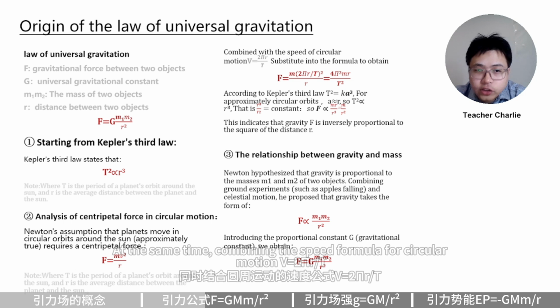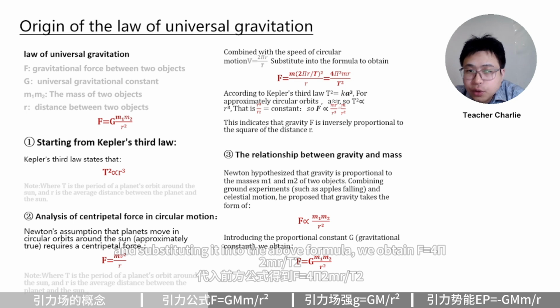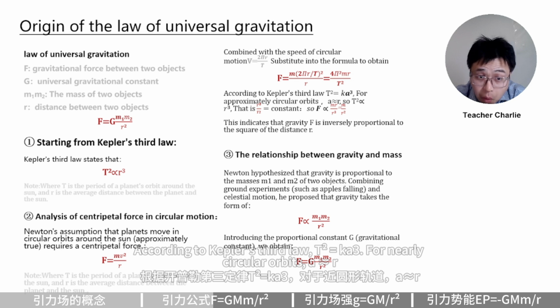At the same time, combining the speed formula for circular motion v equals 2 pi r over T and substituting into the above formula, we obtain F equals 4 pi squared m r divided by T squared. So, according to Kepler's third law, T squared equals k a cubed for nearly circular orbits.